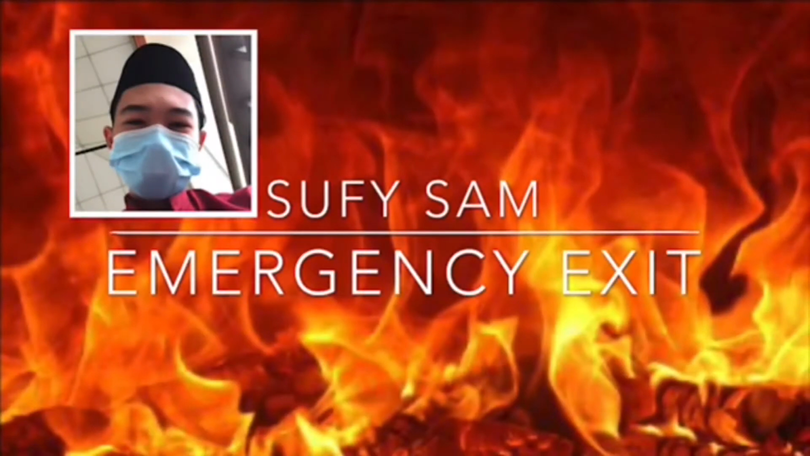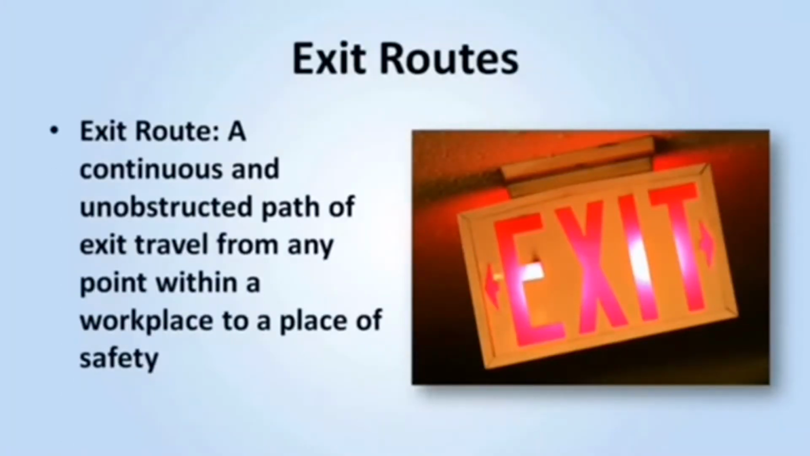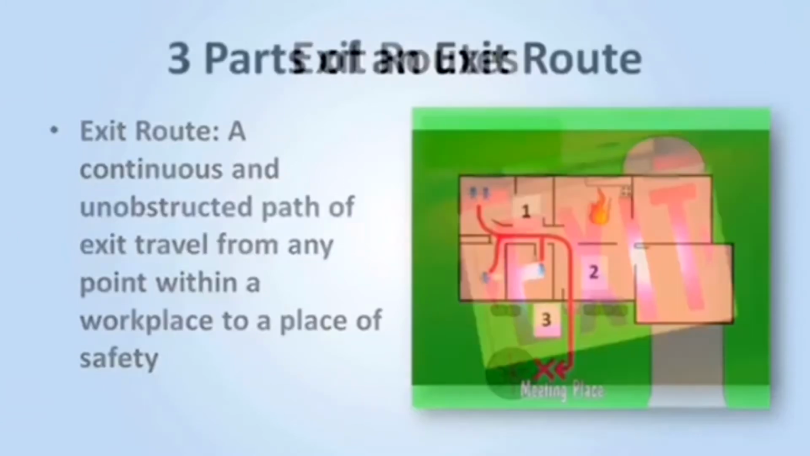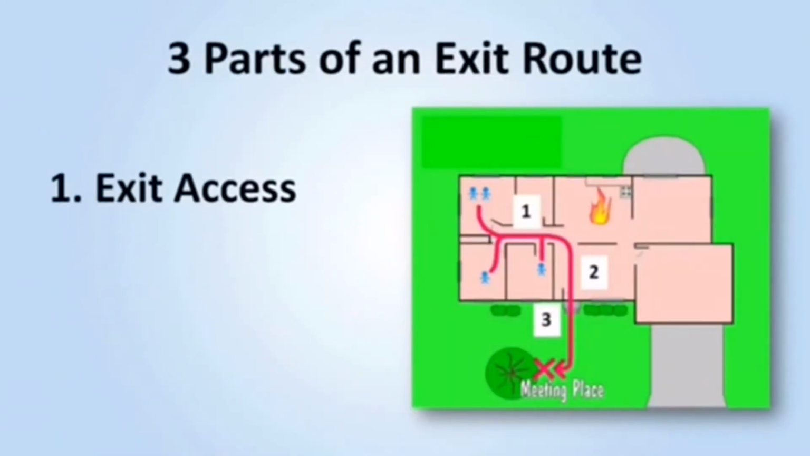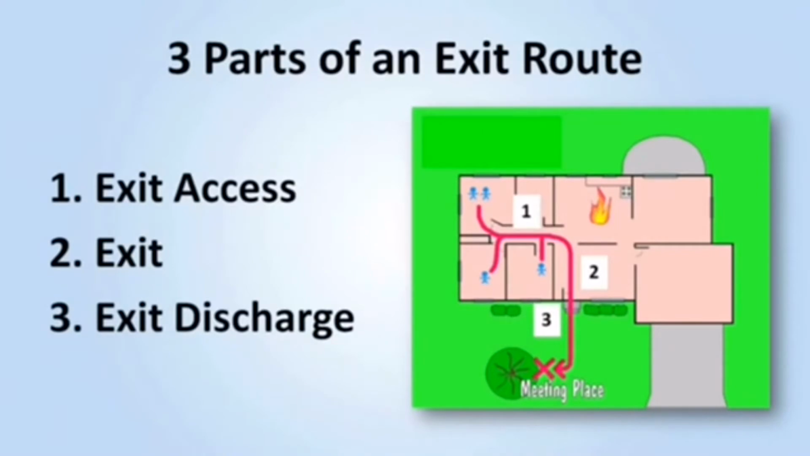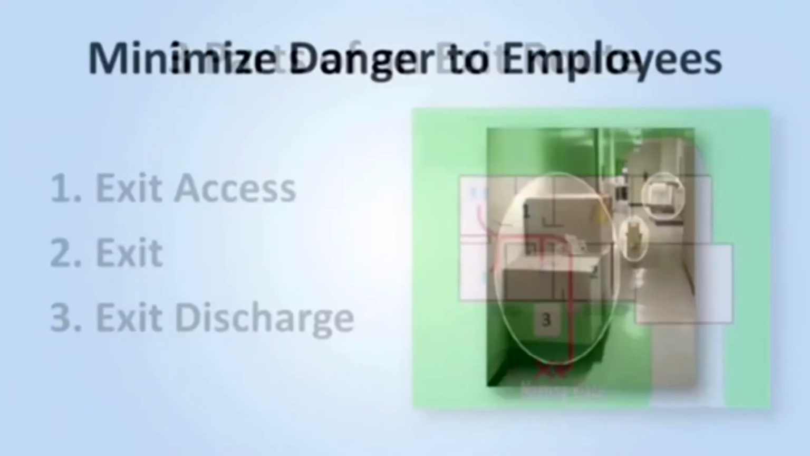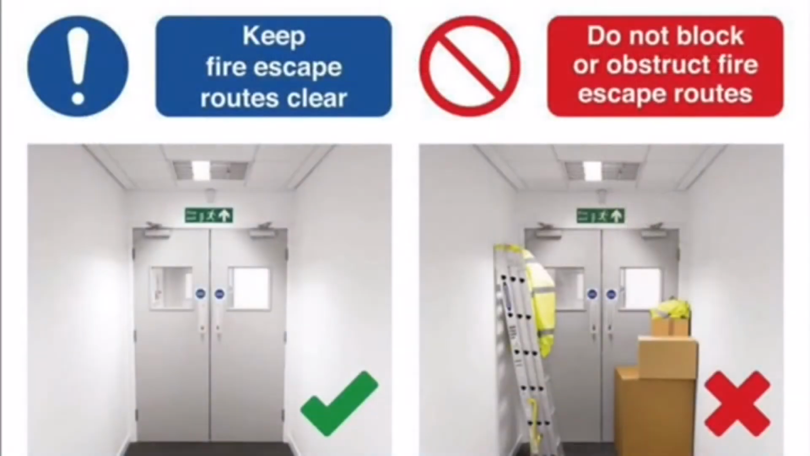I want to talk about emergency exit. Exit roads. An exit road is a continuous and unobstructed path of exit travel from any point within a workplace to a place of safety. There are three parts of an exit road. First, exit access. Second, exit. And lastly, exit discharge. To minimize danger to employees, the employer must keep fire escape road clear.